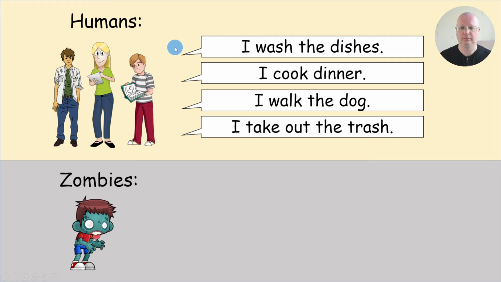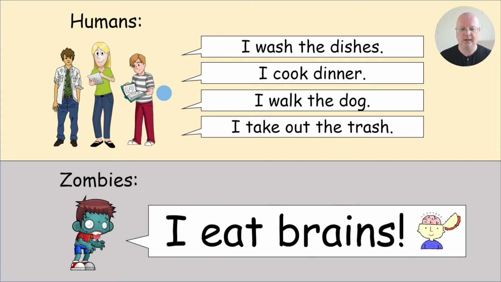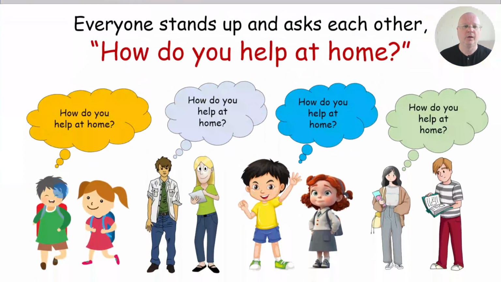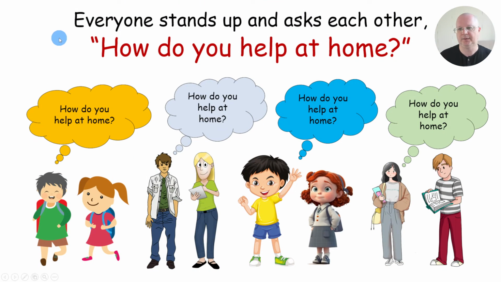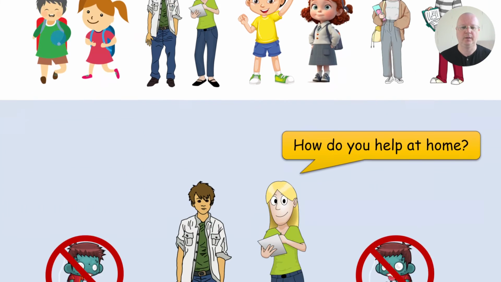Now, humans practice the target language: I wash the dishes, I cook dinner, I walk the dog, I take out the trash. The language from the class or the language from the video. And zombies, they need to say, I eat brains. This is the sentence they need to say. So then everyone stands up and asks each other, how do you help at home? So students circulate, mingle, talk to each other, basically ask each other questions. How do you help at home?